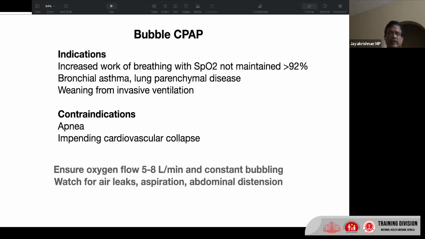Some of the complications that can rarely happen are air leaks because of the pressure that you are providing. Rarely pneumothorax can develop, aspiration of feeds can occur, abdominal distension can occur, but these are not very common. We use this routinely for our children with bronchiolitis, and especially in June, July, after rain, we are expecting many cases of bronchiolitis, and the indigenous bubble CPAP, which is made at low cost, is extremely useful.